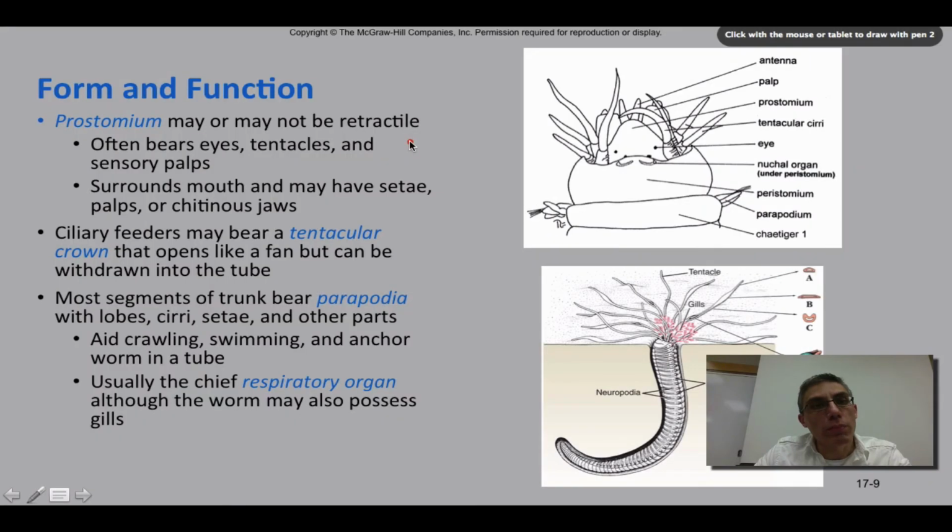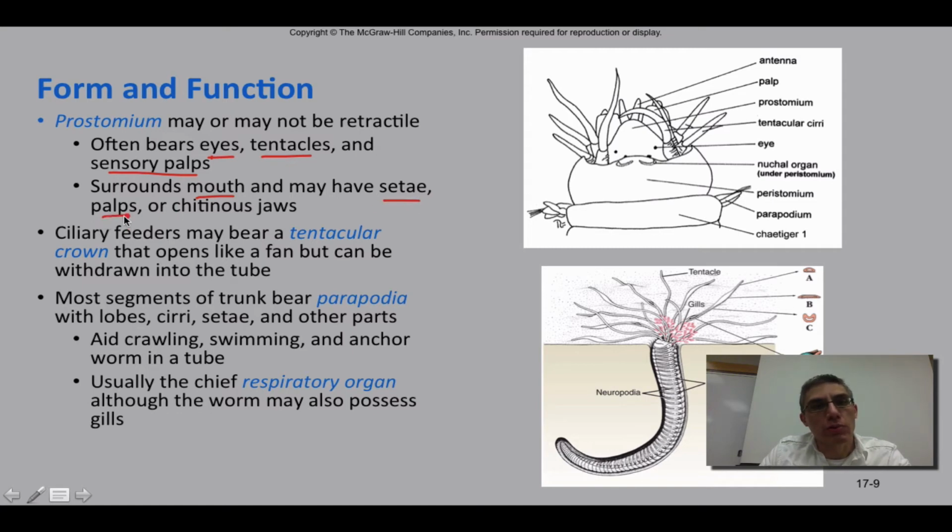Now, the prostomium may or may not be retractable, and that's what we were talking about in the previous slide in regards to the eversible nature of the pharynx and the jaws of these animals. So this is, again, going to be the prostomium of this animal. Now remember, the peristomium is going to be that segment right behind the head. Now this peristomium is also often going to bear the eyes, the tentacles, and the sensory palps in the animal. It's going to surround the mouth, and may or may not have setae. It just kind of depends on the animal.